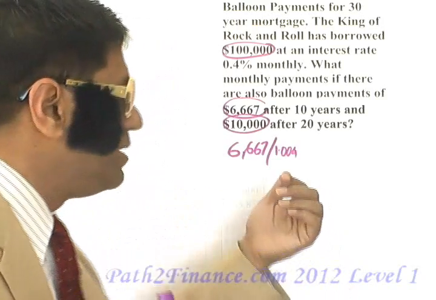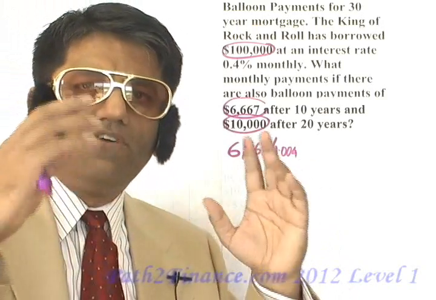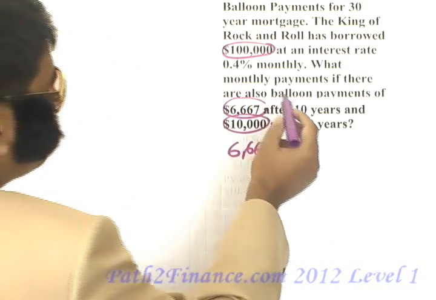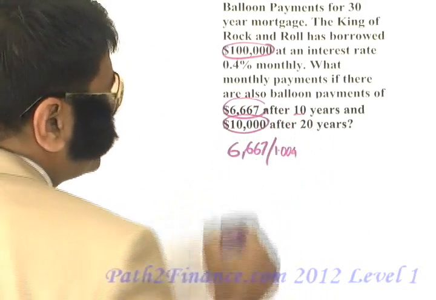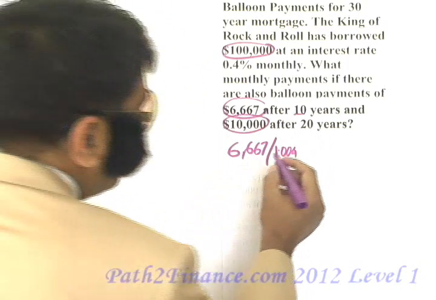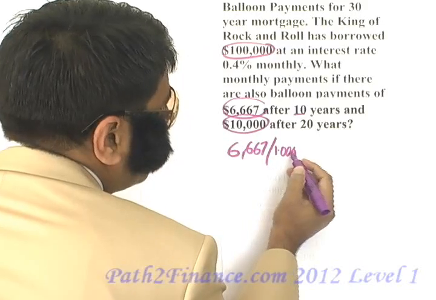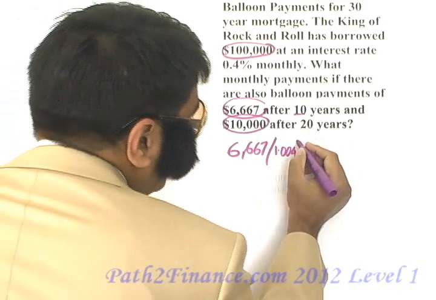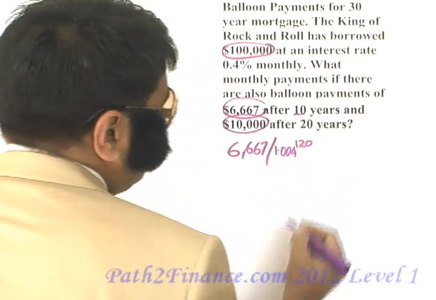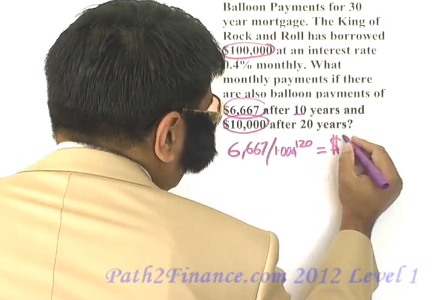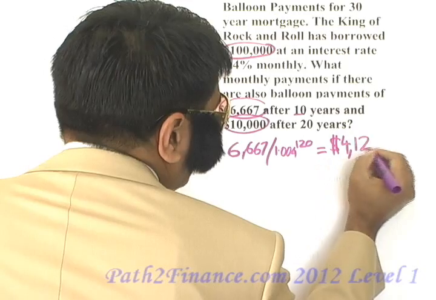And how many months is this first balloon payment made after? Well, it is made after 10 years, which is 120 months. So it will be 1.004, which is 1 plus 0.4%, to the power 120, and that equals $4,129.